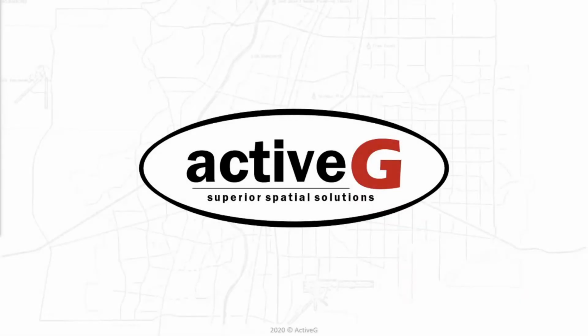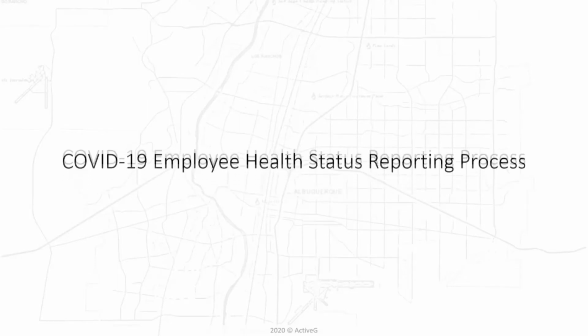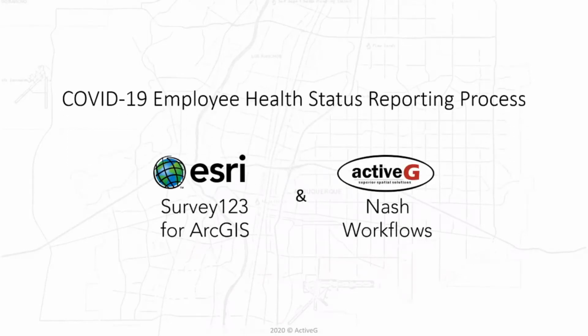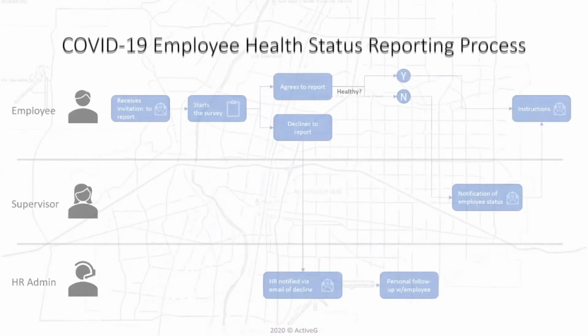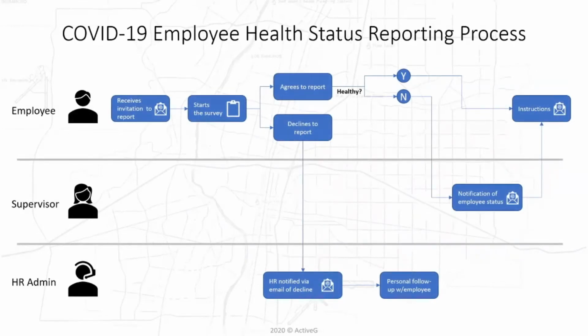Hi, this video will present an example of using Survey123 for ArcGIS to gather employee health status securely and easily. Survey123 is a great Esri software tool for gathering this sort of information, and to help us bake in the flow of rules that drive the process, we'll use ActiveG Nash workflows. But first we need to understand what the process is, and it goes something like this.